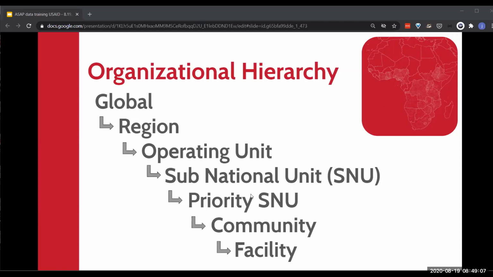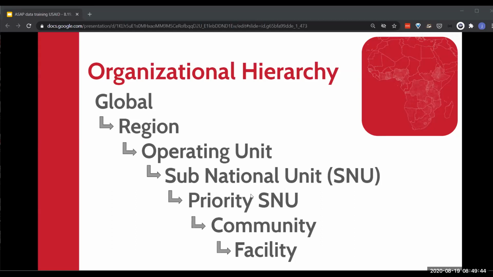And then we have the priority subnational units. Priority subnational units are an important concept in PEPFAR because they get used very frequently. A priority subnational unit is really just an administrative area, the administrative unit that PEPFAR decided to prioritize. In most countries, the priority subnational unit is a district, for example. So you would have country, province, district, which in this case would be operating unit, subnational unit, and priority subnational unit.